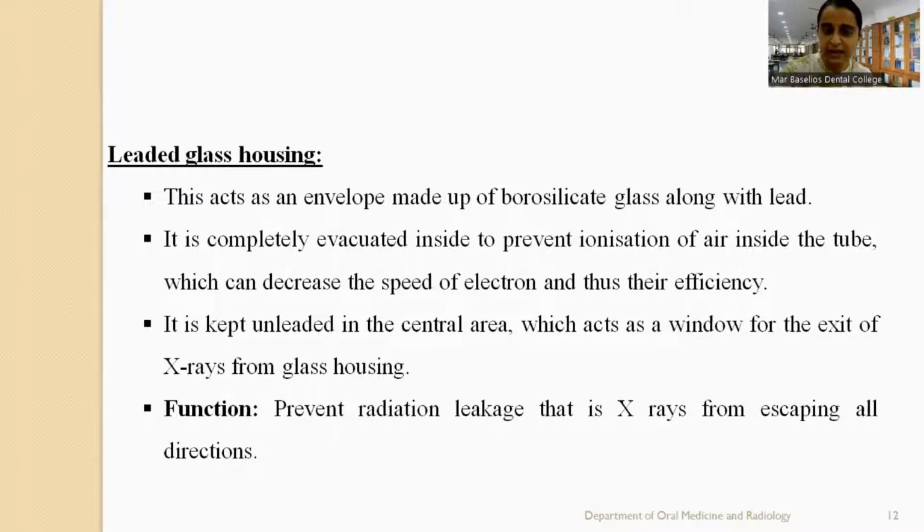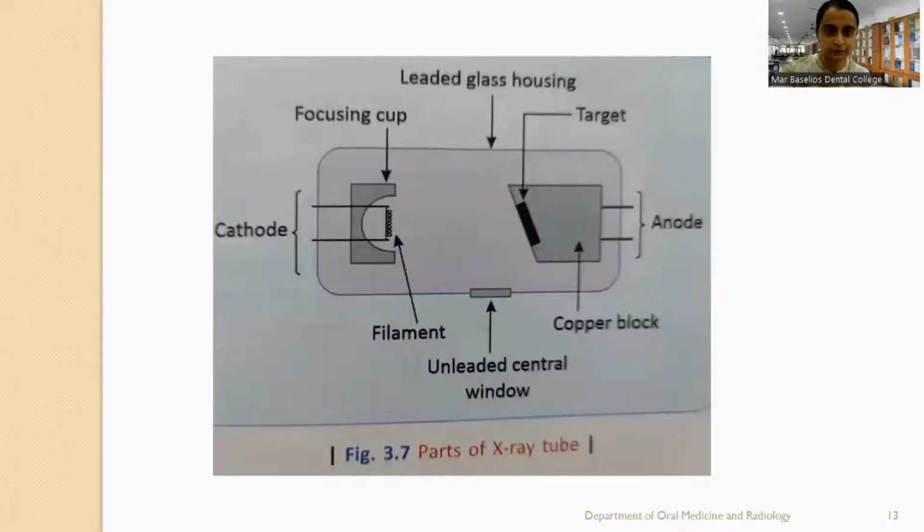It is kept unleaded in the central area, which acts as a window for the exit of the X-rays from the glass house. Mainly, it prevents the radiation leakage. That is, it prevents X-rays from escaping in all directions. Other than this, X-rays will only escape through this unleaded central area.